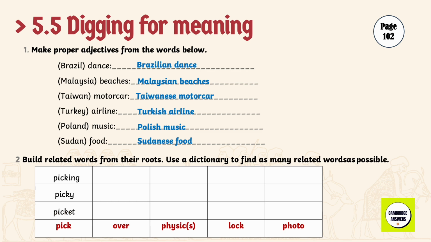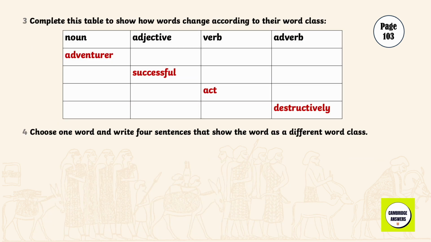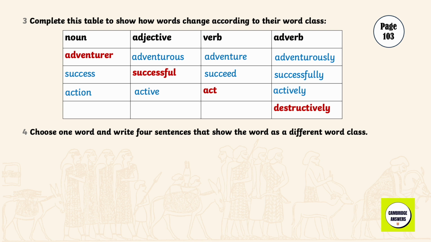Pick, picket, picky, picking. Over, overlap, overcome, overlook. Physics, physicist, physical, physically. Lock, unlock, padlock, locksmith. Photo, photographer, photogenic, photograph. Complete this table to show how words change according to their word class. Adventurer, adventurous, adventure, adventurously. Success, successful, succeed, successfully. Action, active, act, actively. Destruction, destructive, destroy, destructively.